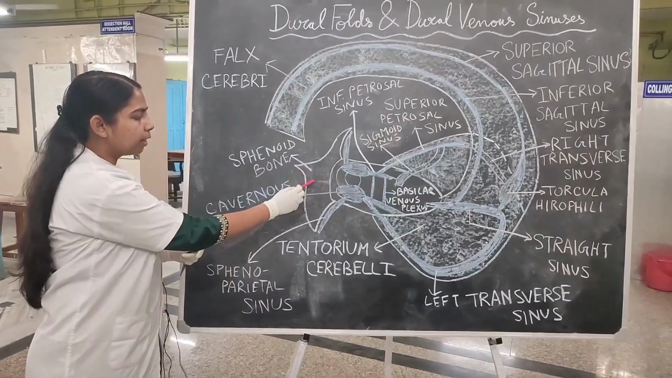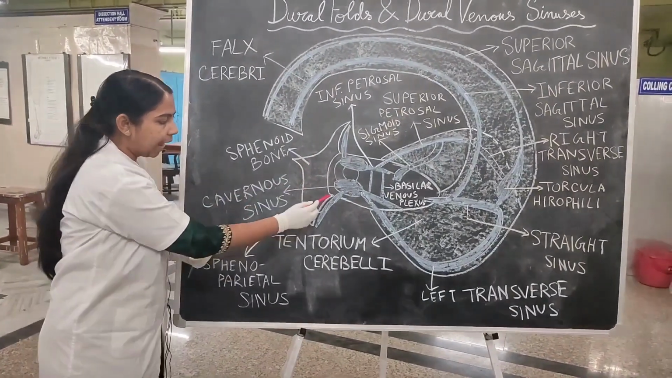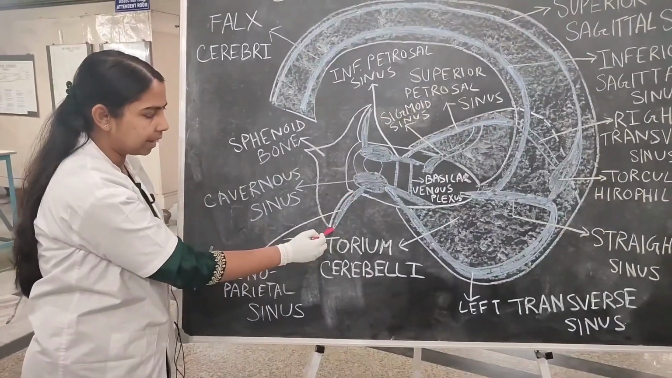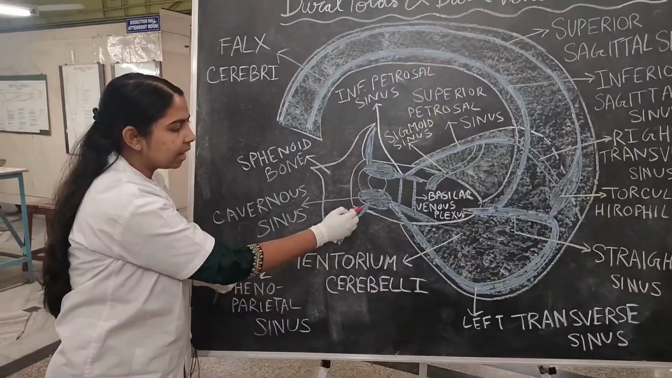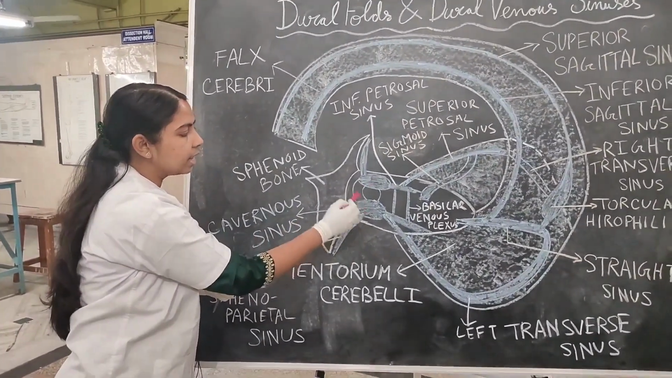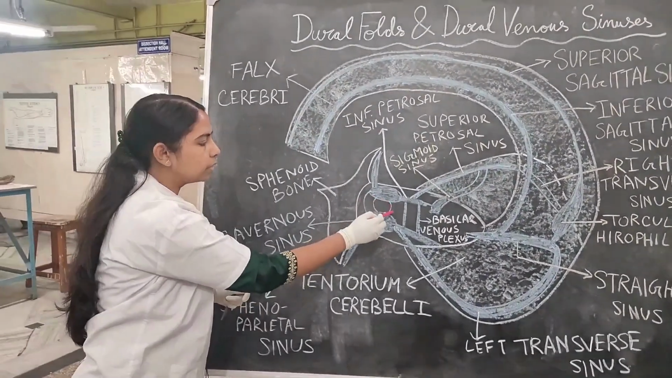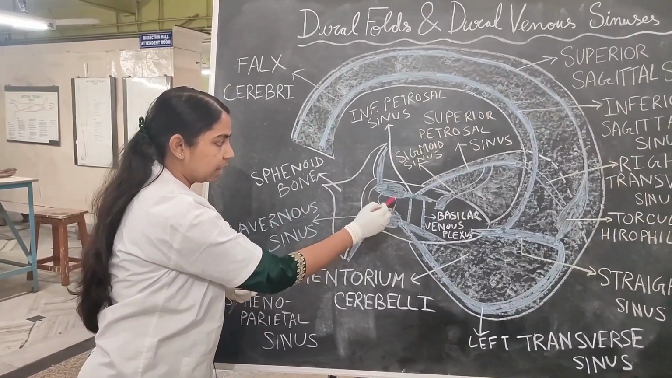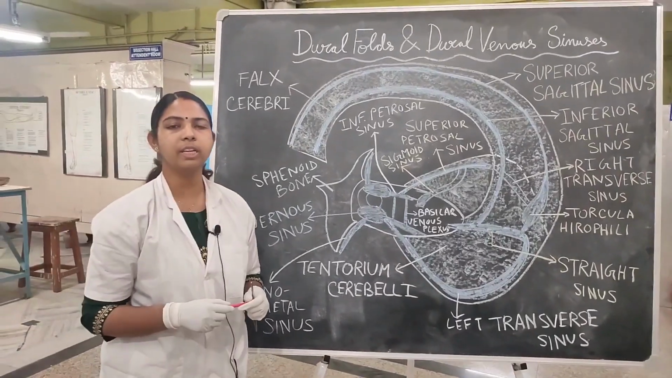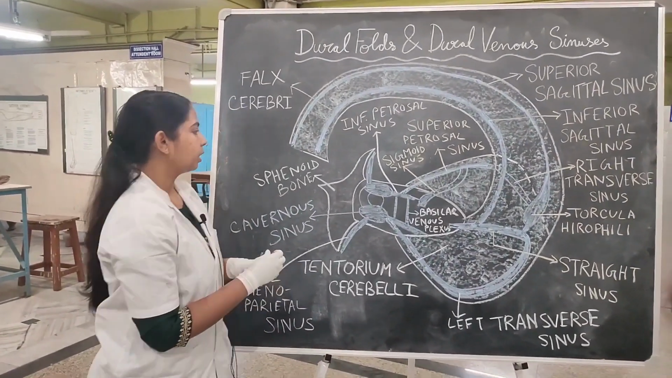This is the sphenoid bone lesser wing. Along its posterior border there is the sphenoparietal sinus. The sphenoparietal sinus drains into the cavernous sinuses. The cavernous sinuses are connected by anterior and posterior intercavernous sinuses. The anterior and posterior intercavernous sinuses are present in the diaphragma sellae.